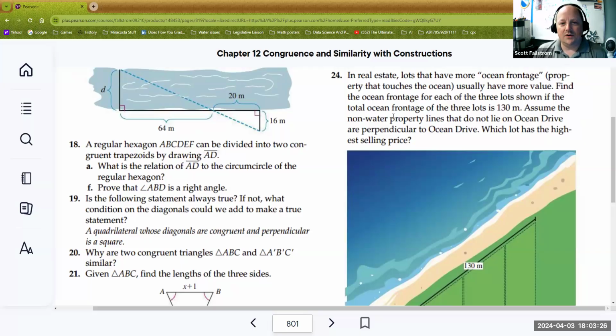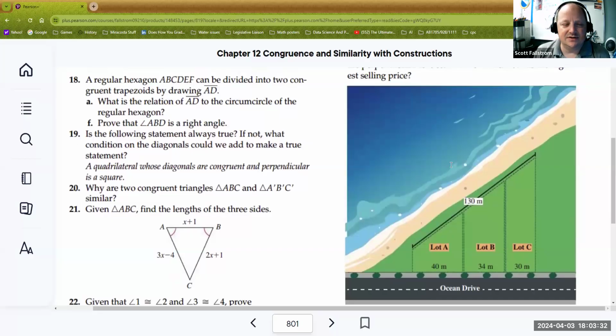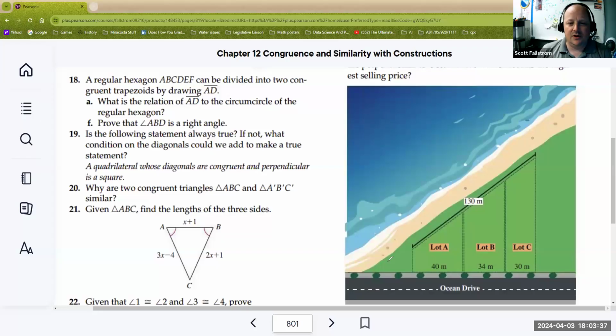Assume the non-water property lines that do not lie on Ocean Drive are perpendicular. So all that's saying is these lines right here are perpendicular to Ocean Drive. If they're all perpendicular, guess what? Then they are parallel lines. All the red lines are parallel. And if they're parallel, you can use the side splitter theorem, pretending that this came down and formed a nice triangle. And we have a whole bunch of similar triangles, which means the proportions are similar.